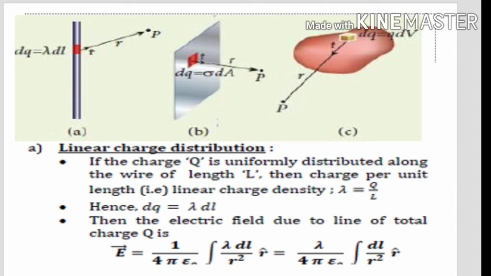First one is linear charge distribution. Look at the first picture. Let us imagine the uniformly charged wire. Let capital Q be the charge of the wire and capital L be the length of the wire. What is the charge density of the wire? The charge density of the wire is indicated by the symbol lambda, which is equal to Q divided by L. So the charge density is equal to charge per length.